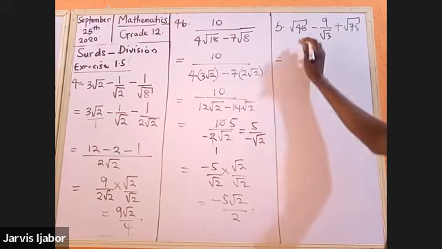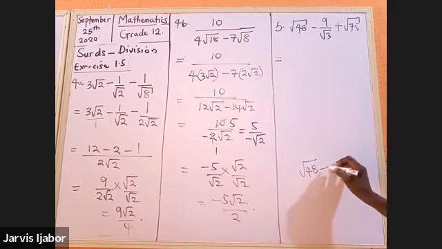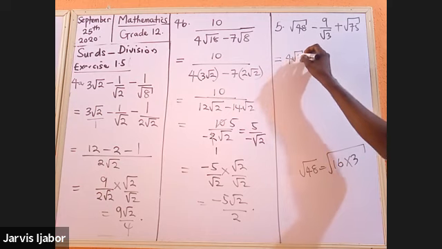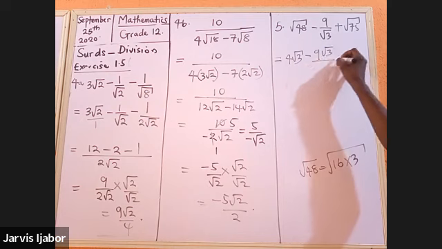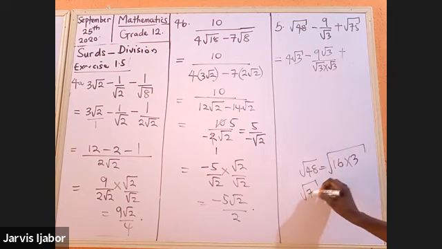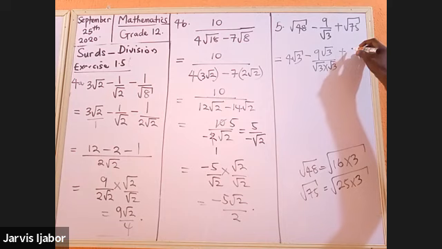So what is this one? This is 16. I'm taking pains to do this so that I can hasten your thought process. This will be what? 4 root 3 minus 9 root 3 over what? Root 3 times root 3. Trying to rationalize this. Plus, what is the square root of 75? It's the square root of 25 times 3. So that will give me what? 5 root 3.